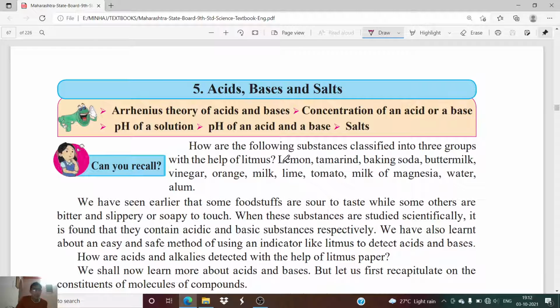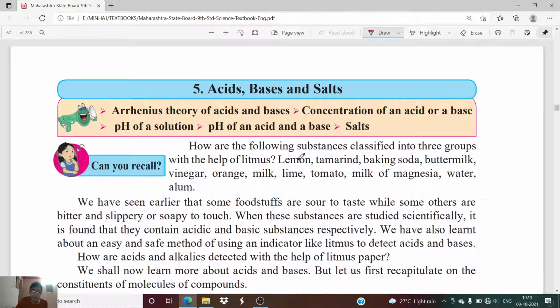Now, lemon is acidic in nature, tamarind is also acidic, baking soda is basic in nature, buttermilk again acidic, vinegar is acidic, orange is acidic, milk acidic, lime acidic, tomato acidic. Milk of magnesia, I don't know whether it is acidic or basic for sure, but I think it is basic in nature. Then water.